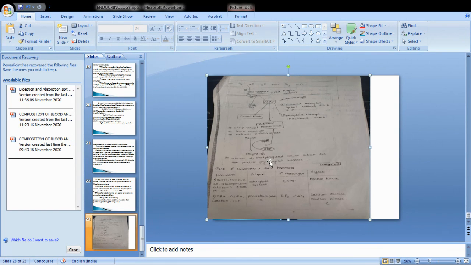This is the overview of the classification of hormones.